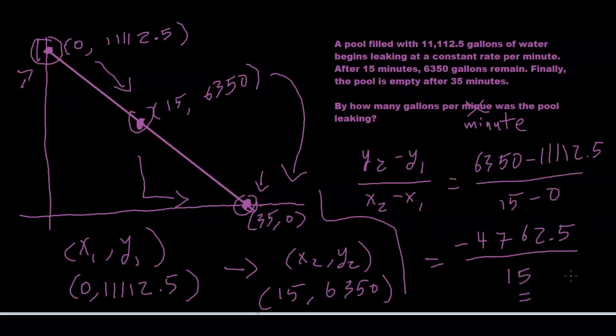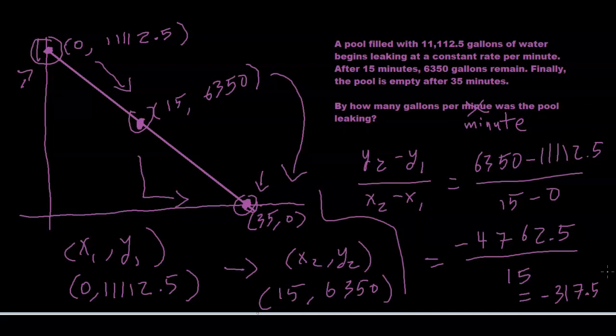Okay, and kind of running out of room here, so let me just write equals here, okay? So let's calculate that. Negative 4,762.5 divided by 15. We get what we want, right? We get negative 317.5, right? The same rate of change, which is what we want because this is a linear relationship. So the rate of change is constant, okay?